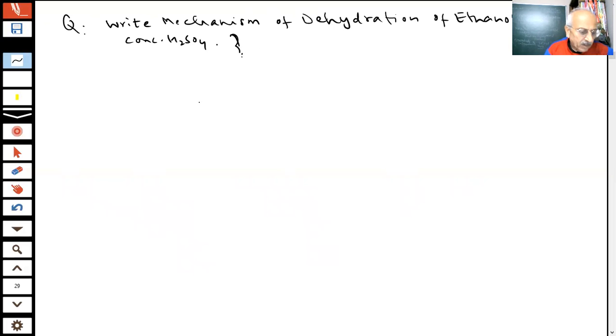This mechanism involves 3 steps. Students, earlier also we have discussed such a mechanism. Important question for the paper. This was asked two years back, for 2 marks. I will give you 1 minute only, then I will proceed to answer the question.